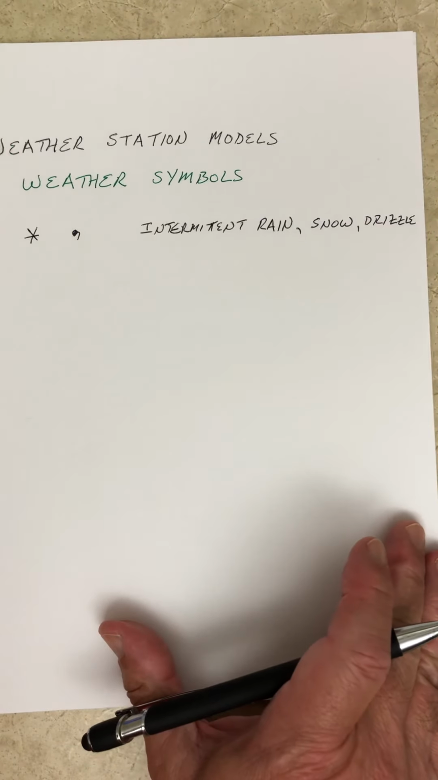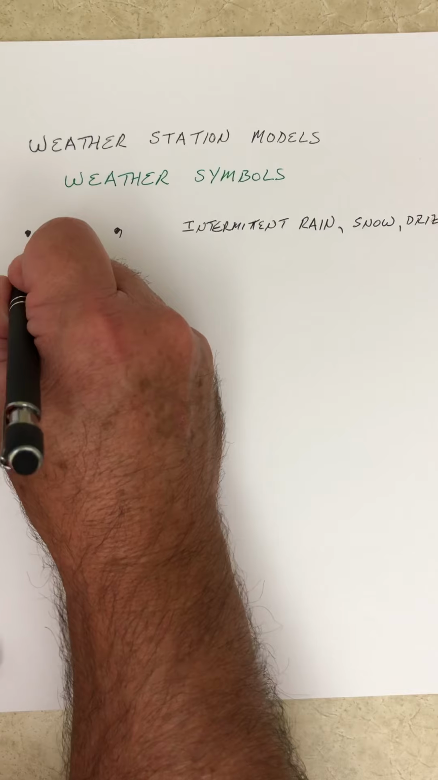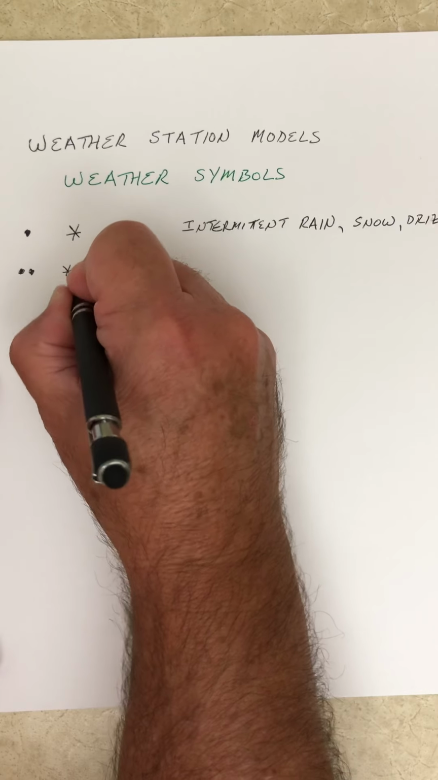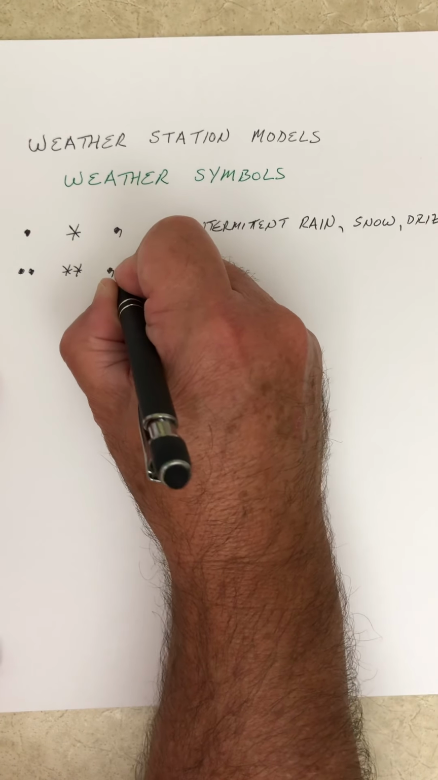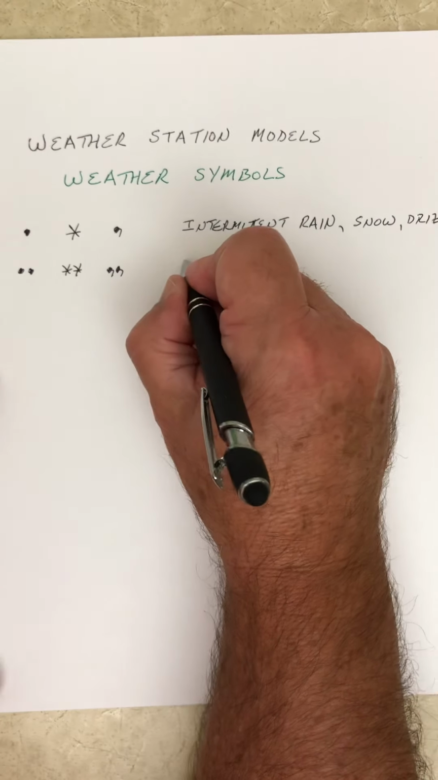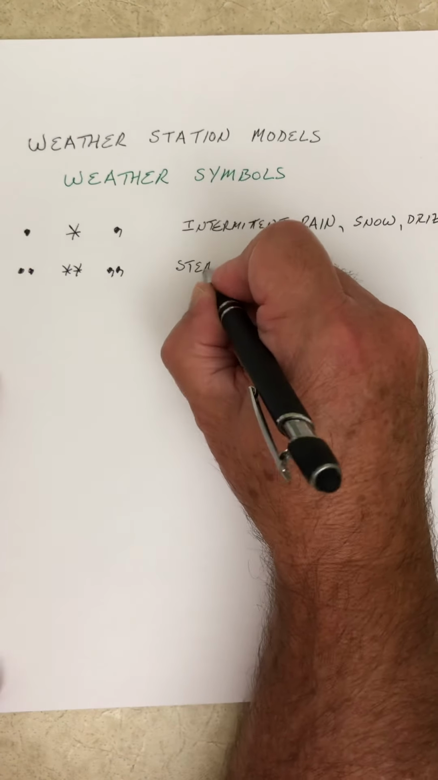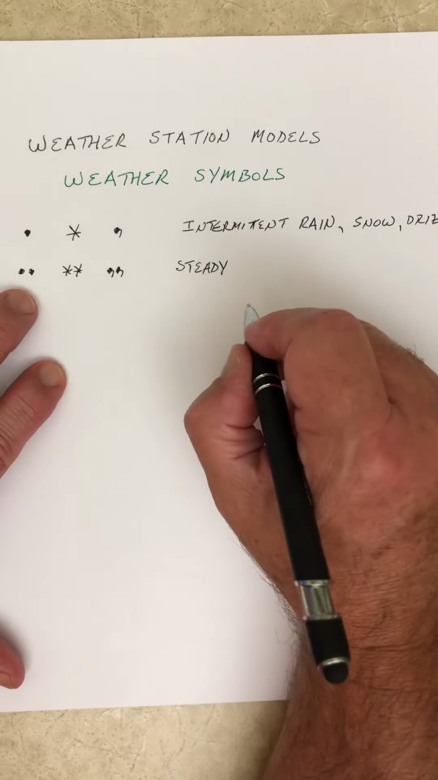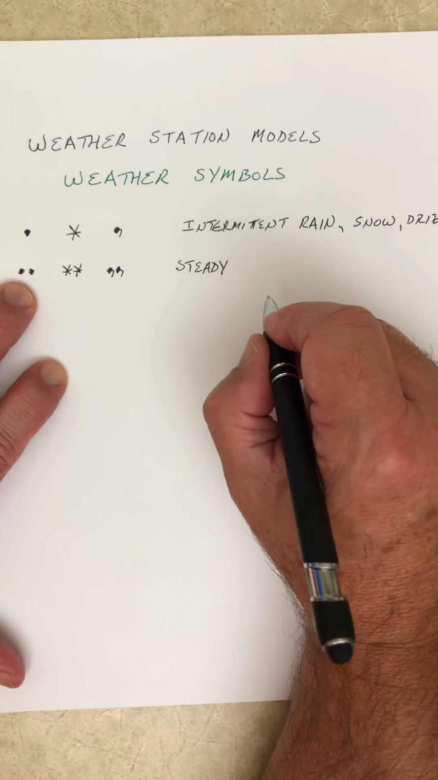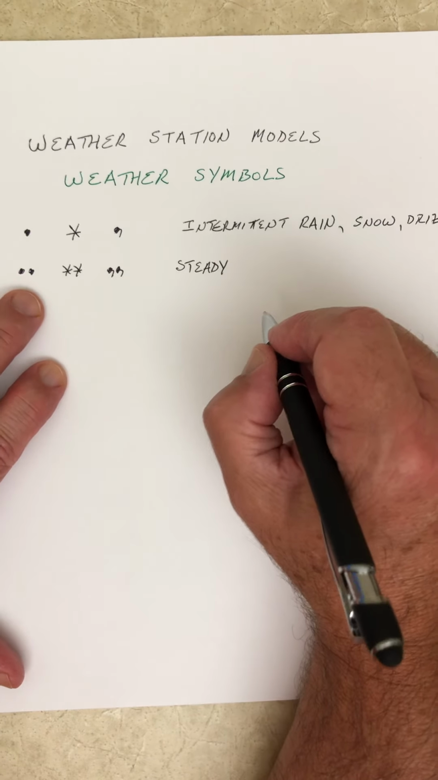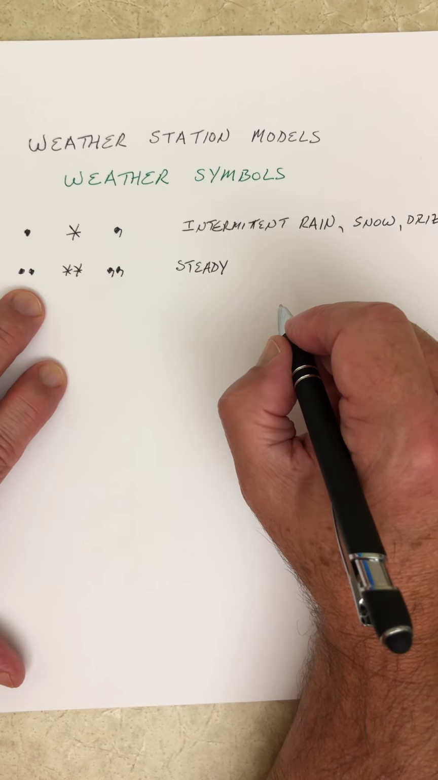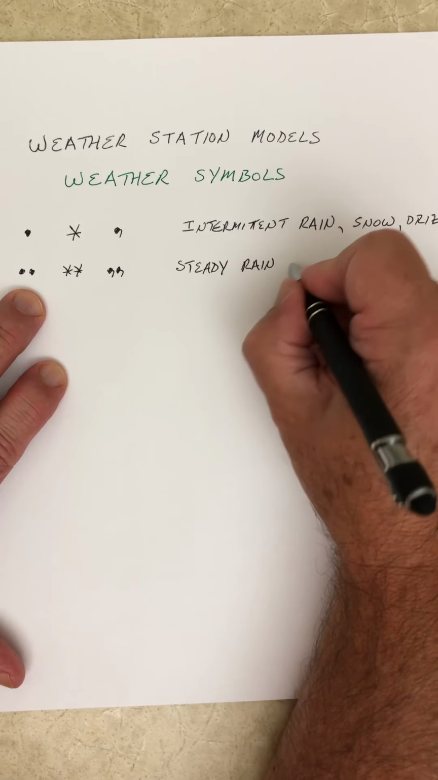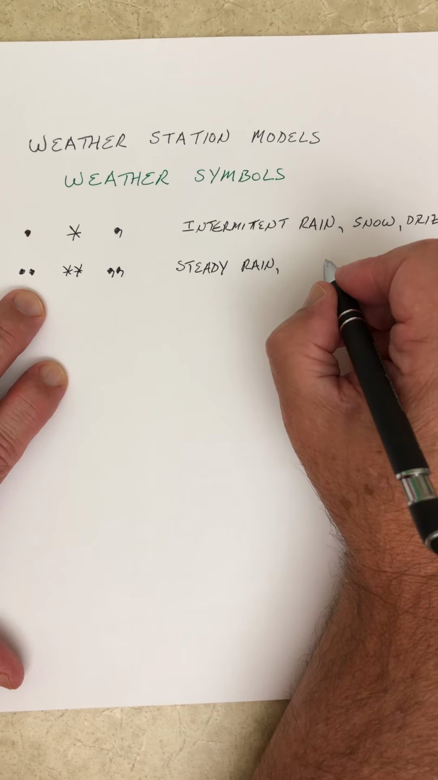Okay. So what if it's a little bit heavier than that? If we have two dots next to one another, or two asterisks next to each other, or two commas next to each other, this would be steady rain, snow, or drizzle, depending on what it is. And you might be asking, what's the difference between drizzle and rain? The big difference is the droplet size. A raindrop is quite a bit bigger than a drizzle drop. That is the big difference between rain and drizzle.